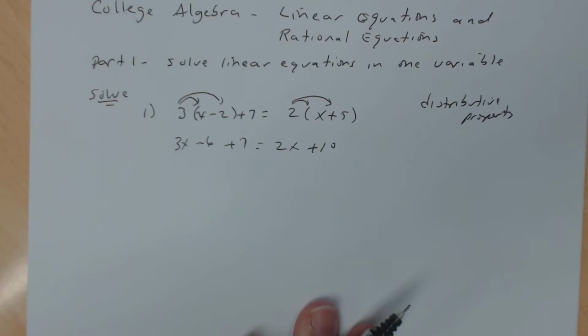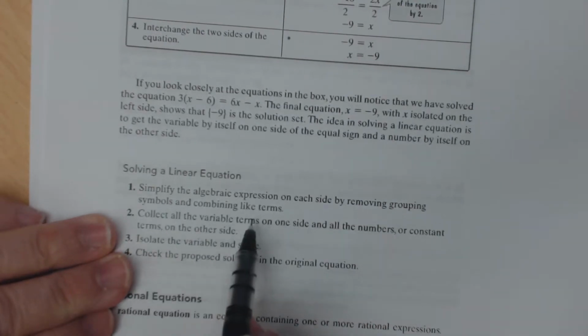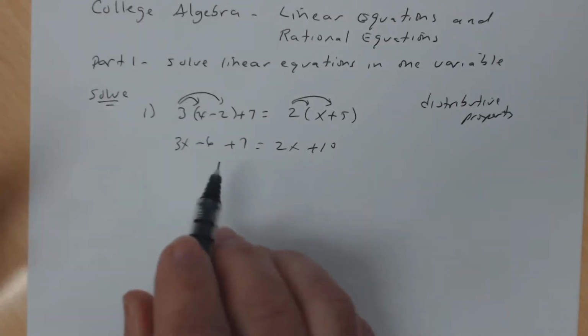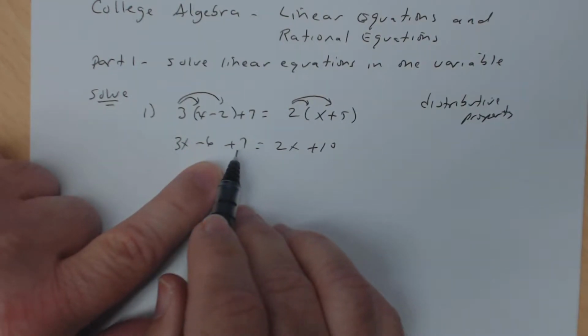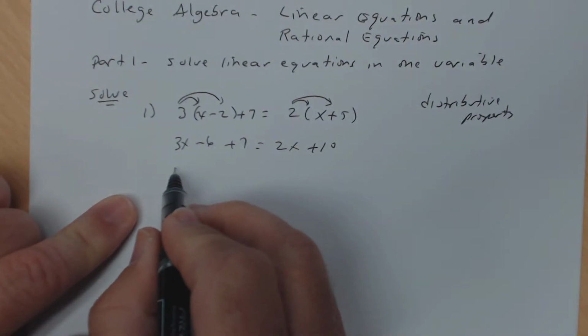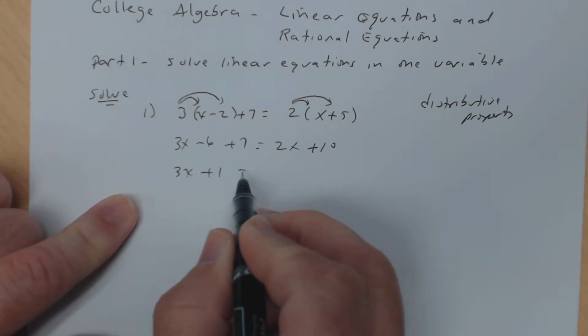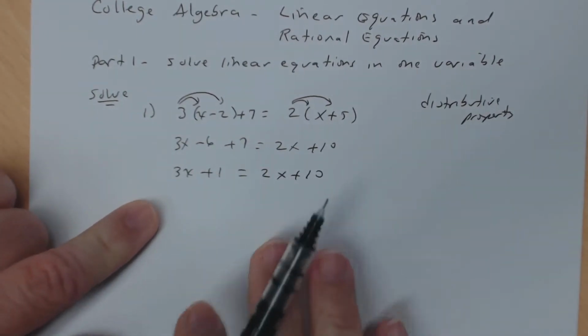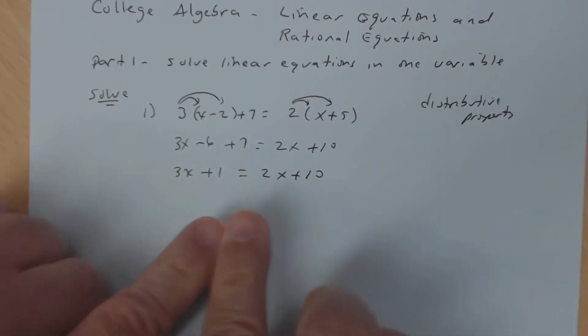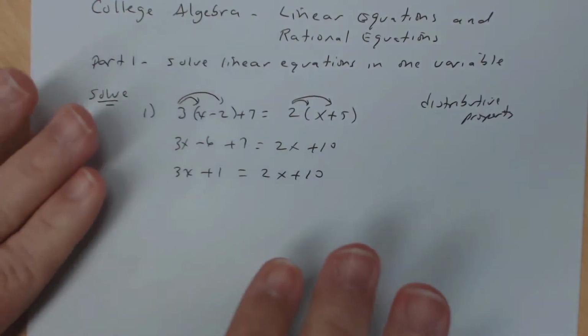All right, so then still dealing with step 1. Step 1 says combine like terms. So on the left side, I can combine these constants. So a negative 6 and a positive 7 is a positive 1. So I get 3x plus 1 equals 2x plus 10. All right, now step 2 says you bring all the variables to one side, all the constants to the other, using our properties of equality.